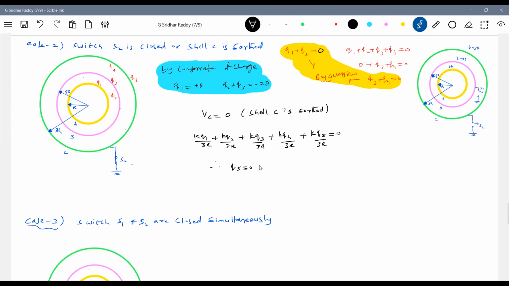Q1 equal to Q, so Q2 equal to minus Q1. So Q1 equal to Q, Q2 equal to minus Q. So how much will be Q3? Q3 will be minus Q, then Q4 will be plus Q. This will be the final charges.